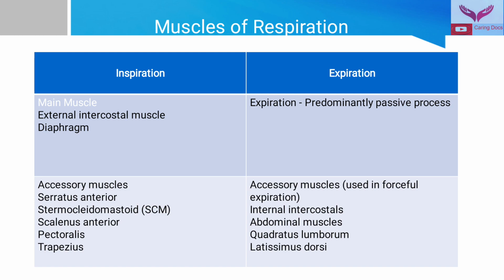Coming to the muscles of respiration, the chief inspiratory muscles are the external intercostal muscles and diaphragm, whereas expiration is predominantly a passive process. The accessory muscles used in inspiration are serratus anterior, sternocleidomastoid, scalene anterior, pectoralis, and trapezius. The accessory muscles used in forceful expiration are internal intercostals, abdominal muscles, quadratus lumborum, and latissimus dorsi.